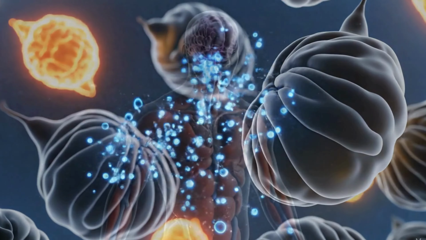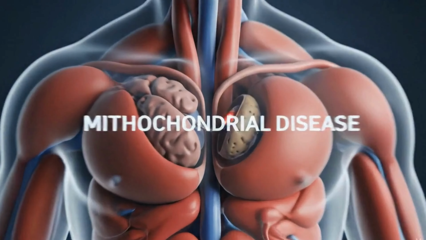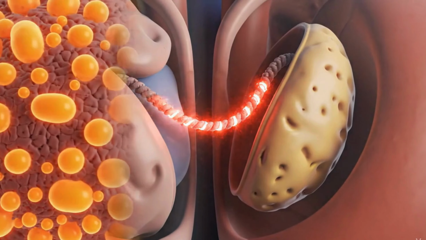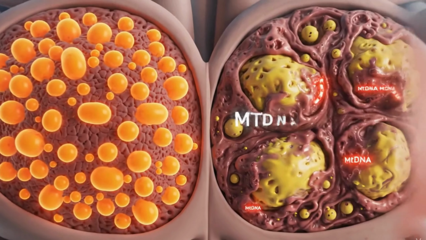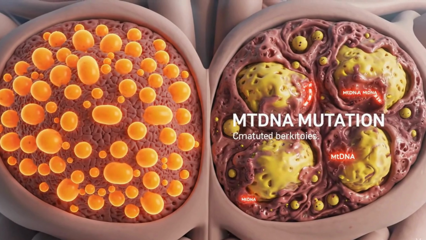When mitochondria don't work properly, cells can't get enough energy. That leads to mitochondrial diseases. These often affect muscles and the brain, which need lots of energy. Some conditions come from mutations in mitochondrial DNA.